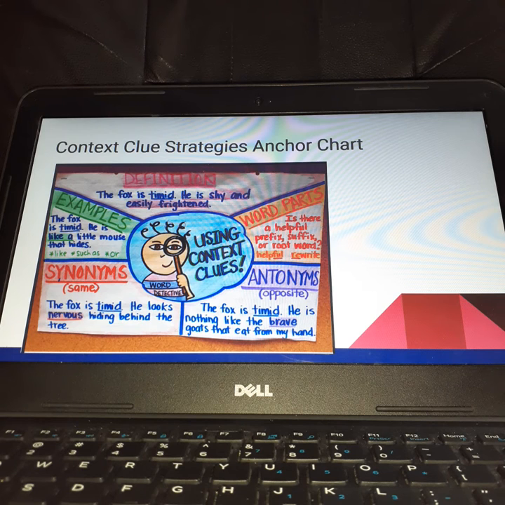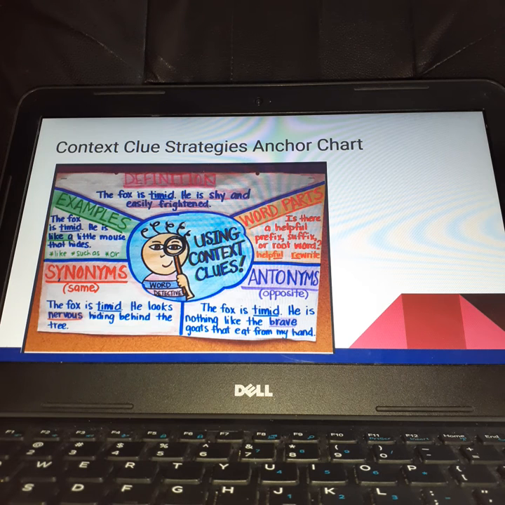Next, we have antonyms. Antonyms are words that mean opposite. In the example, the fox is timid. He is nothing like the brave goats that eat from my hand. Well, they have timid underlined, and then they have brave underlined and highlighted. Brave is the opposite of the meaning of timid.